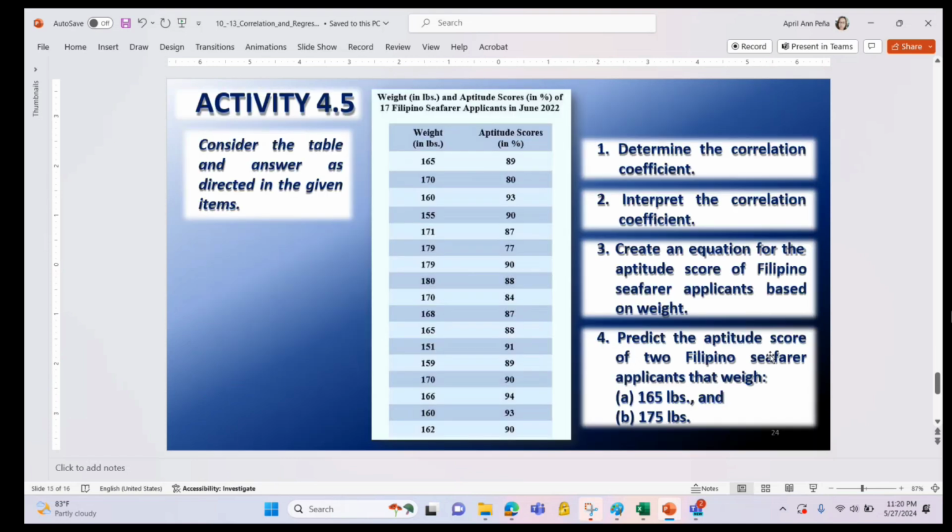So for the activity, we have this. Consider the table and answer as directed in the given items. There are two sets of data here, the weights in pounds and the aptitude scores in percentage of 17 Filipino seafarer applicants.